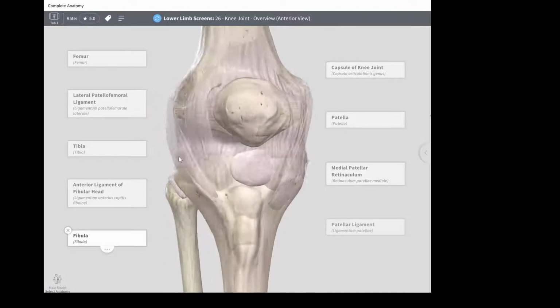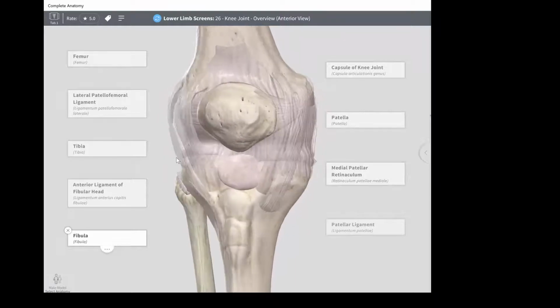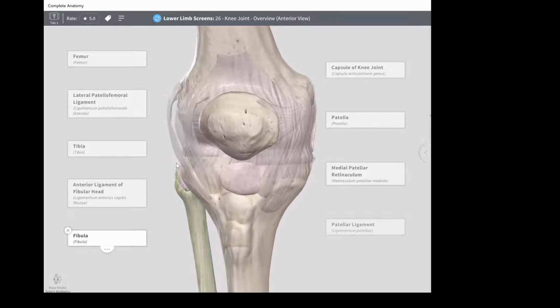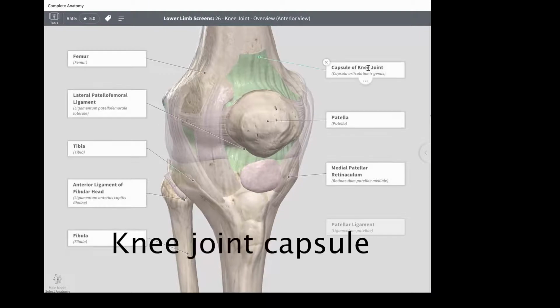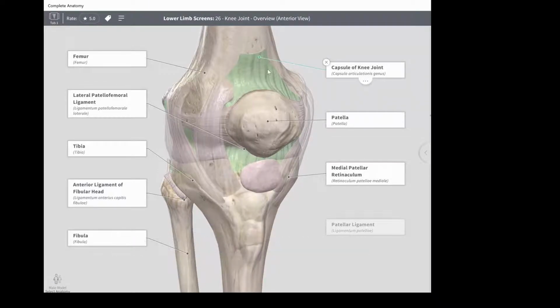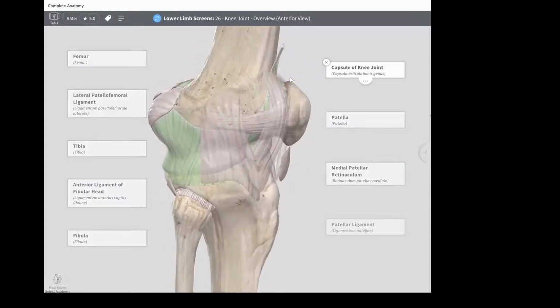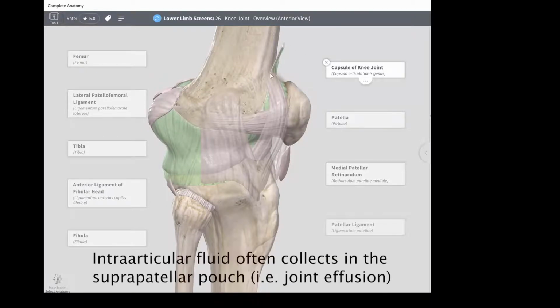Okay, and this representation here shows the joint very nicely. It shows the capsule of the knee joint. That's outlined in green here, and you can see that the capsule extends quite a bit proximally, right? And when you get patients with joint effusions, they frequently will fill up with intra-articular fluid, and you'll often see that collecting on a physical exam up in this area, in this so-called suprapatellar pouch.